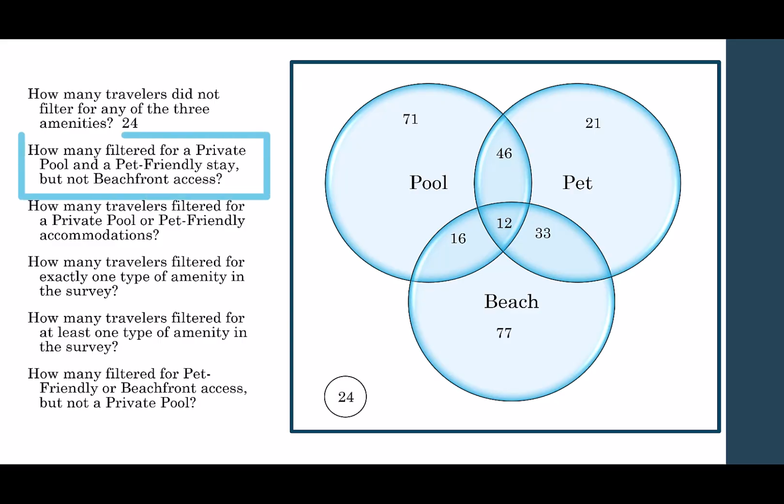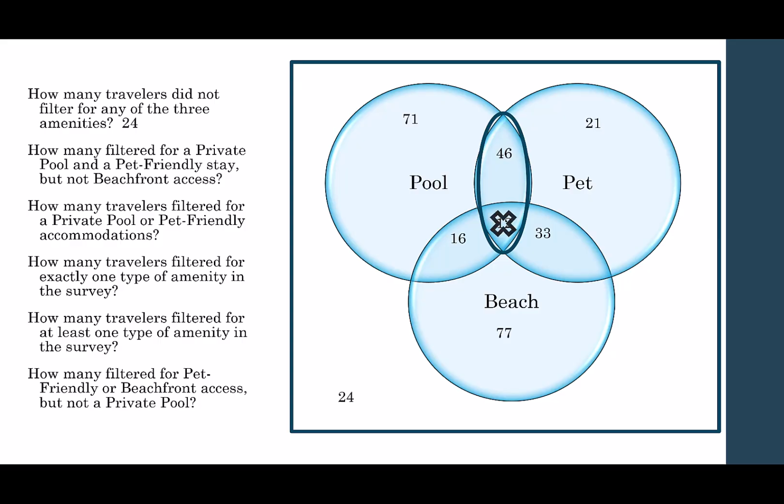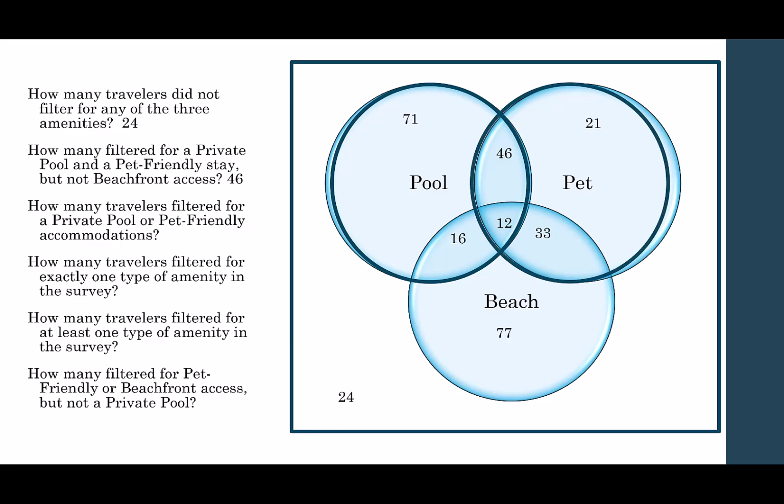Next, we want to find how many filtered for private pool and pet-friendly but not beachfront access. We could look at private pool and pet-friendly, and then let's get rid of beach access, which says our answer is 46. Next, we're looking for how many travelers filtered for private pool or pet-friendly. So we're adding all of the pool to all of the pet-friendly. This gives us a total of 199, which you get from adding 71, 16, 46, 12, 21, and 33.